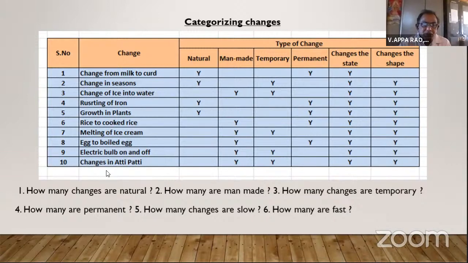The last change is changes in APPA. It is a man-made change. It is a temporary change. It changes the state and it changes the shape also.